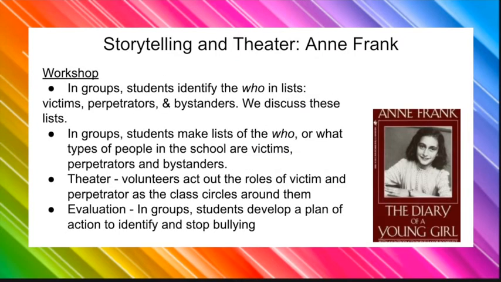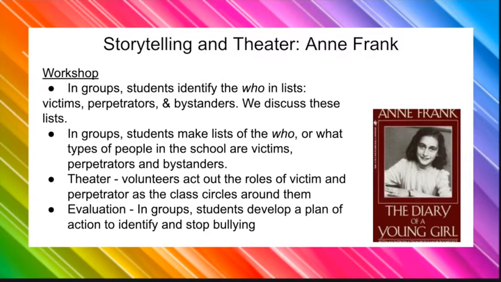We'll then have a discussion of roles. Remember, there are no neutral roles. So students will talk about the victims and the perpetrators. They'll create lists of the types of people that they would identify as victim and perpetrator, as in who in the school would be doing the bullying, who would be picking on students, and then who would be the victims, who would be the ones getting made fun of.